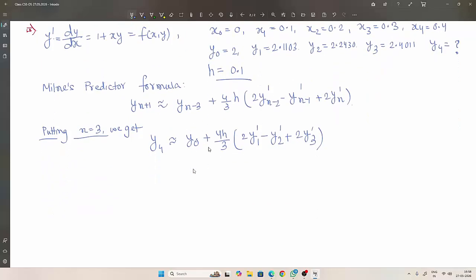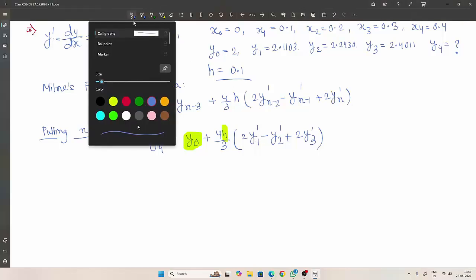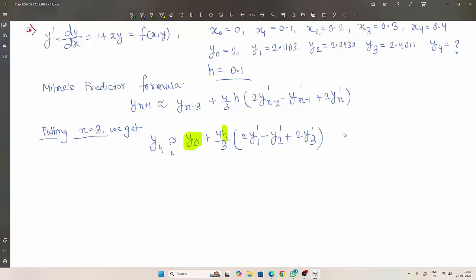So what values do you know? y0 we know. y0 is a known value. Here the y0 value is given. We know the h value. This is a known value. y1', we don't know that value, so we have to find it. So find the y1' value.